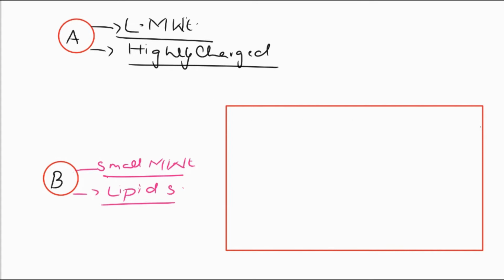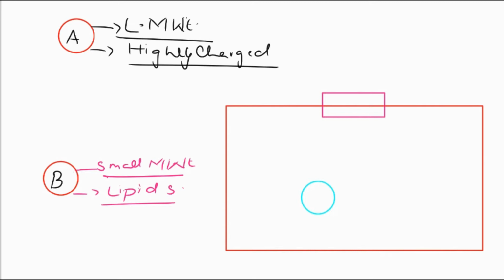As we know, large molecular weight molecules, or those which are highly charged, cannot cross the cell membrane. So their receptors should be present on the surface of the cell membrane. While small molecular weight molecules, or those which are lipid soluble, can easily cross the cell membrane barrier and enter into the cell. So their receptors should be present inside the cell, inside the cytoplasm, or on the nuclear membrane.